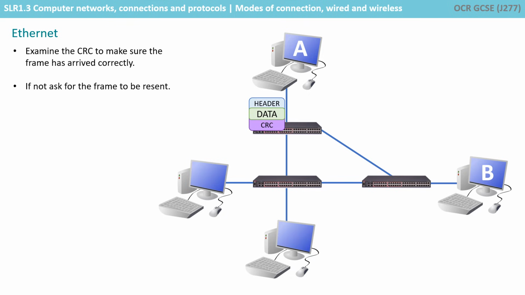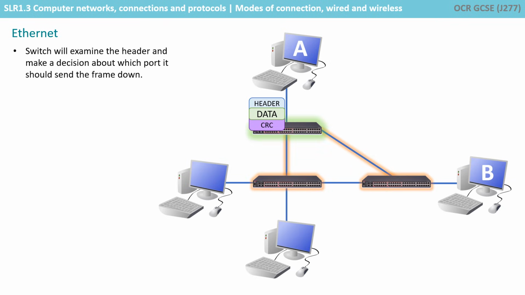The first thing that happens here is we examine the CRC and check that the frame arrived intact, and if not, we'd have to request for it to be retransmitted. Let's assume that the CRC check is successful. The switch is then going to examine the destination address in the header and make a decision about which port it should send the frame down.